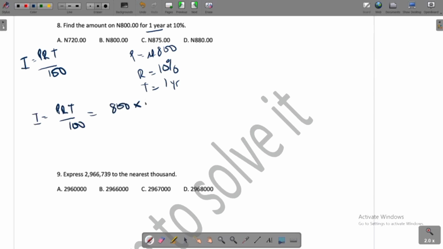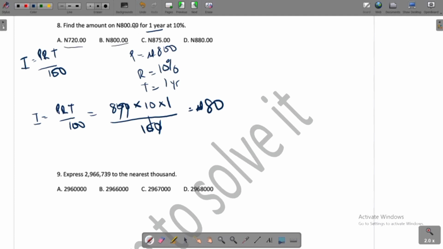Our R is 10%. Our T is 1 over 100. So 0 cancels 0 here, and 0 cancels 0 here. So 8 times 10 should give us 80 naira. Now the options we have here are 720, 800.